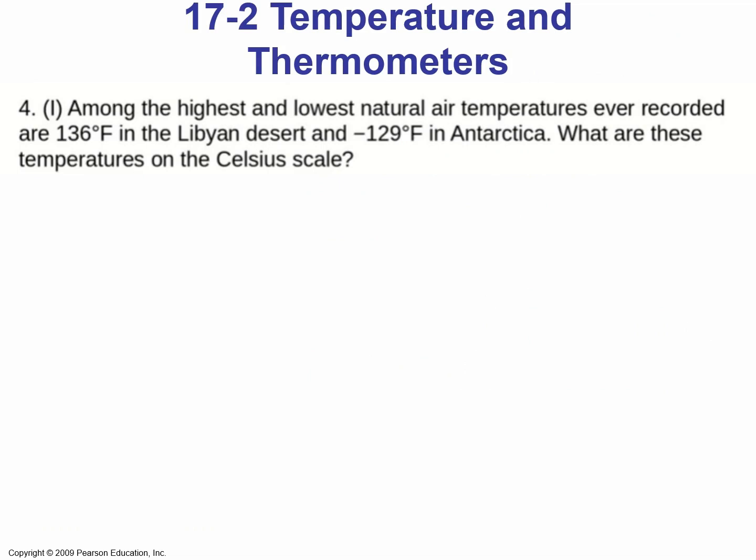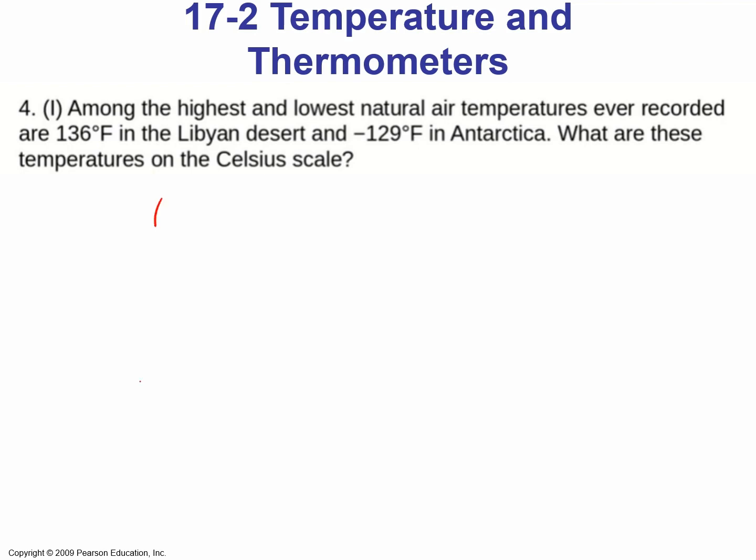As a simple example, I look at problem number 4 from the book. It says among the highest and the lowest natural air temperatures ever recorded are 136 degrees Fahrenheit in a desert and minus 129 degrees Fahrenheit in Antarctica. What are these temperatures on the Celsius scale? So basically, it's asking you to convert these temperatures from Fahrenheit into degrees Celsius.